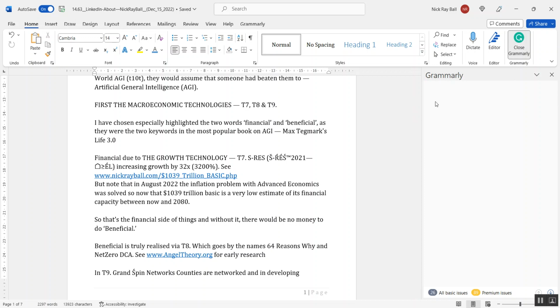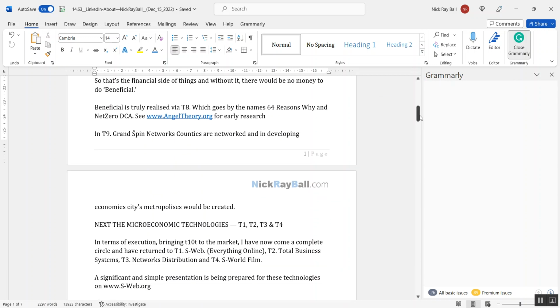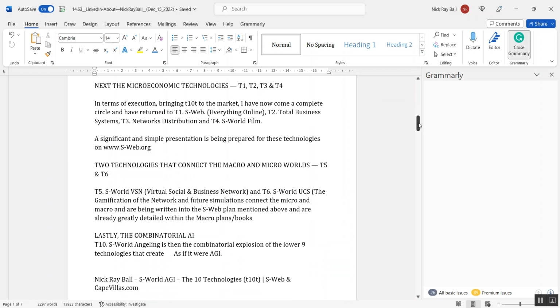And without it, there will be no money to do beneficial. Beneficial is truly realised in T8. Sorry, T8 is technology 8. They're always T because it's easier to say. Which go by the name 64 Reasons Why and Net Zero DCA. That's Dynamic Comparative Advantage Software. See www.angeltheory.org for early research. In T9, moving to the next one, Grand Spin Network, countries are networked, and in developing economies, cities/metropolises would be created.